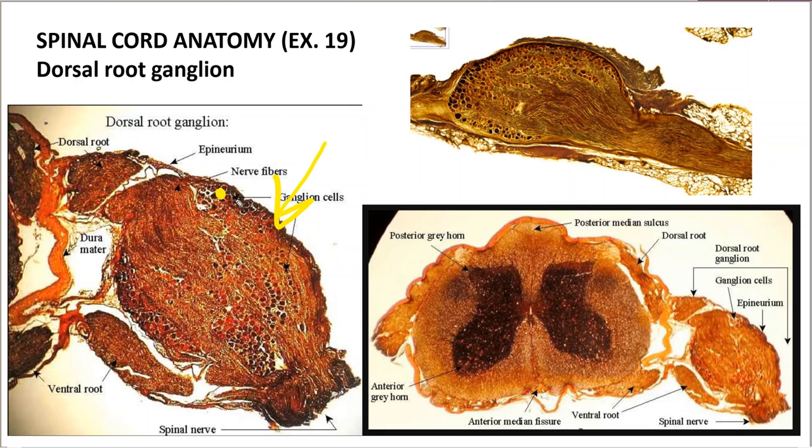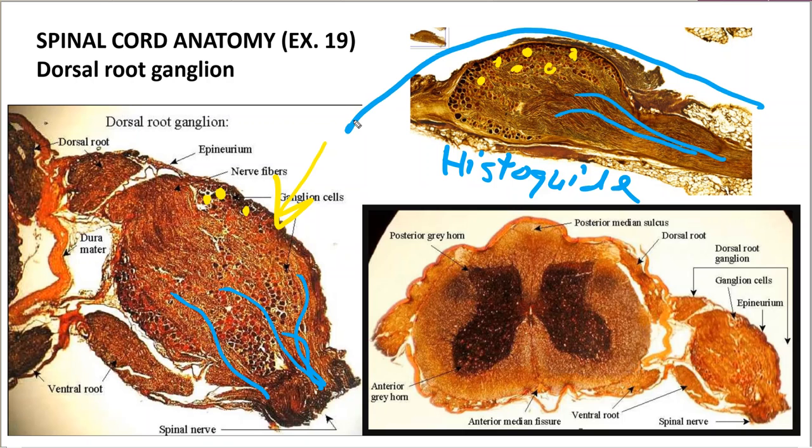So your cell bodies are all the little circular things. And then the axons are the fibers running through. Same thing up at the top. Here are the axon fibers. This is the histology guide picture. And then the cell bodies are all the circular things. And so this is how the sensory information, remember, sensory information is coming into our spinal cord through that dorsal root ganglion. It's coming in like this and talking to the posterior horn.